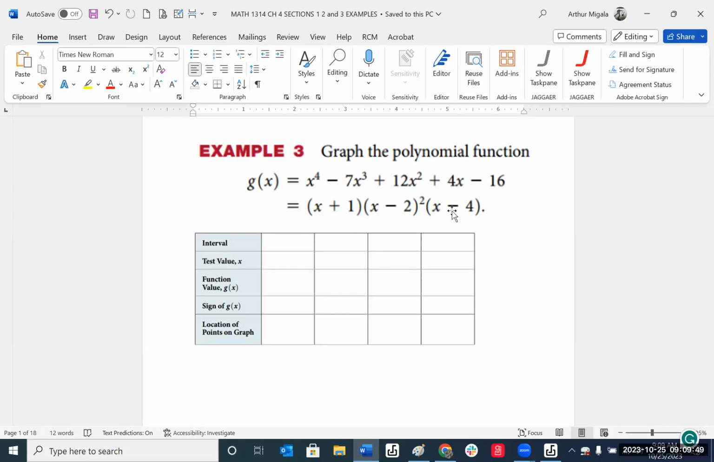Example 3. X to the 4th, 7x cubed, 12x squared, 4x minus 16. Squared and x minus 4. How many answers are we supposed to have? 4 answers, right?